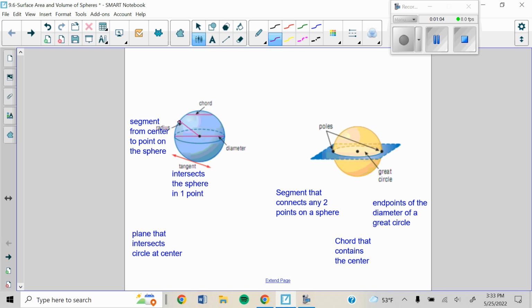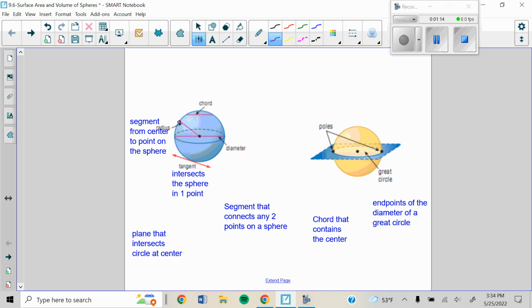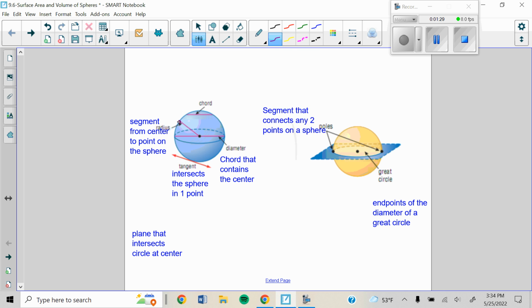Okay. Segment that contains any 2 points on the sphere. And then we have end points of the diameter. Chord that contains center. Those two seem very similar. Segment that connects any 2 points on a sphere, and then chord that contains the center. Well, when it talks about containing the center, that's definitely a diameter. So then that means chord has to be a segment that connects any 2 points on a sphere.